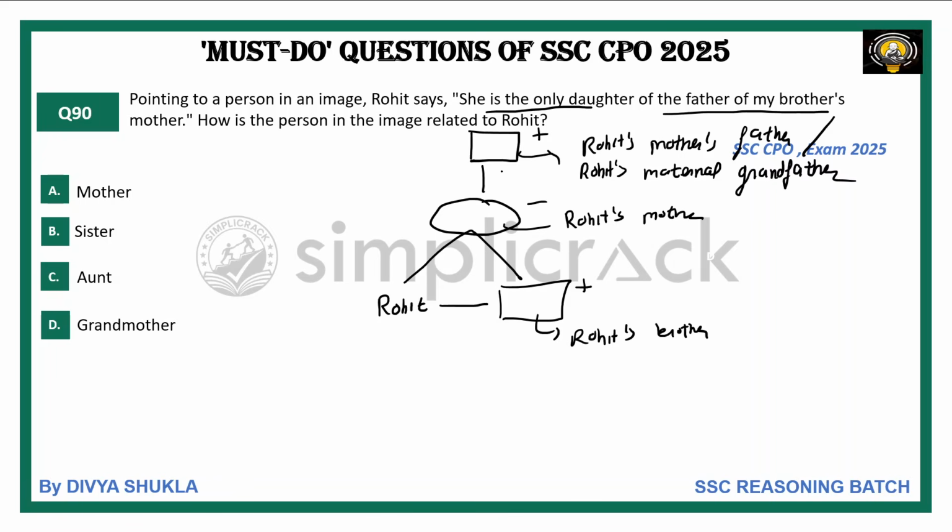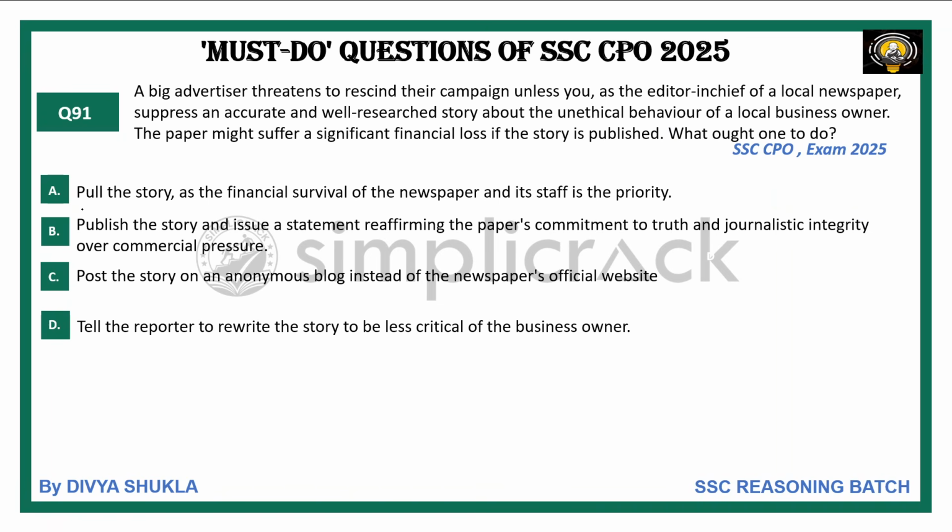How is the person related to Rohit? She is the only daughter. That means it is talking about this person. This is the person in the image. So she is the mother of Rohit. Let's see the next question.